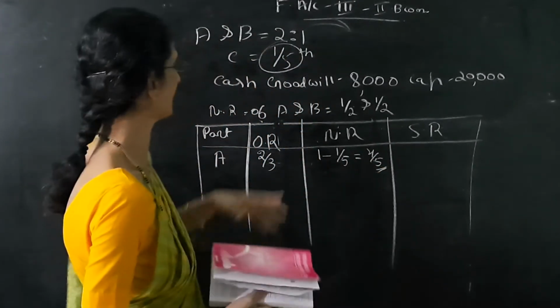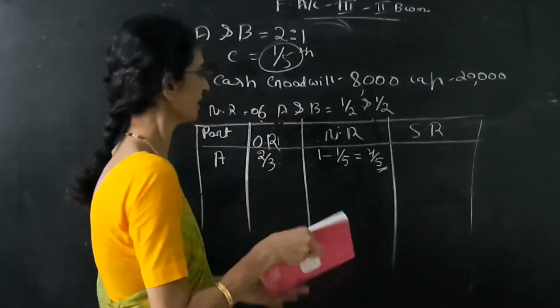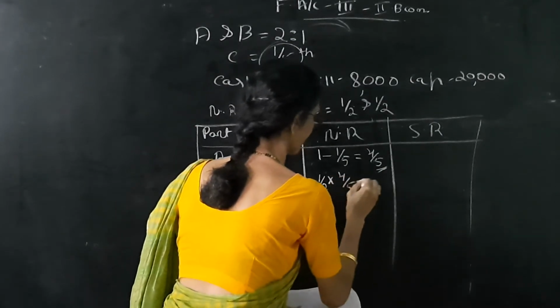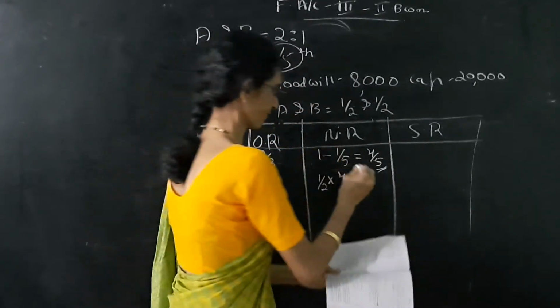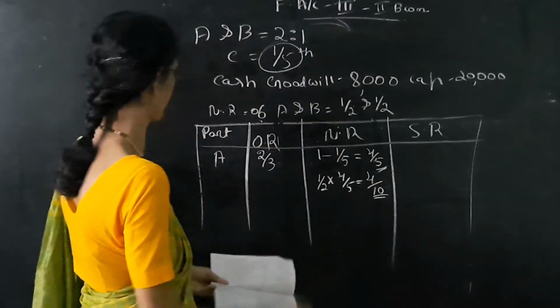It should be distributed among the old partners equally. That means half into 4 by 5, that is 4 by 10. This is the new ratio of A.